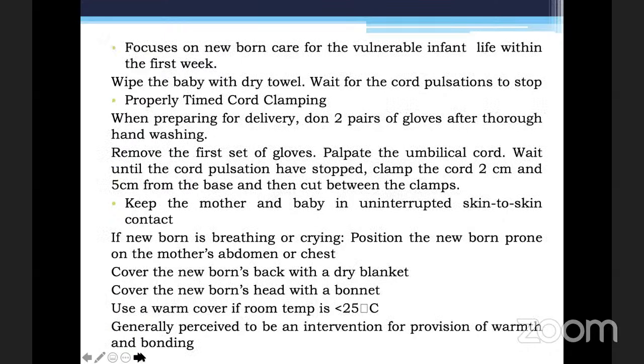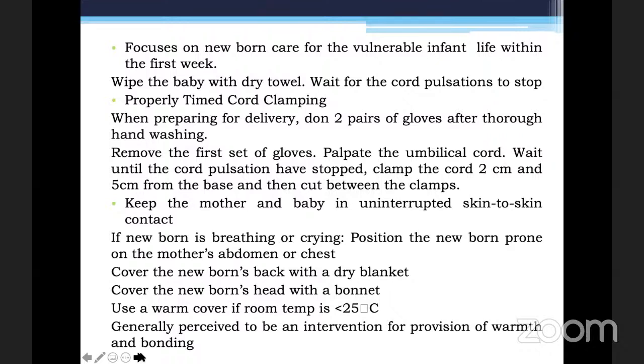Focus on newborn care and vulnerable infant life within the first week. Wipe the baby with a dry towel. Wait for cord pulsation to stop. Properly timed cord clamping. When preparing for delivery, don two pairs of gloves after thorough hand washing. Remove the first set of gloves. Palpate the umbilical cord. Wait until the cord pulsation has stopped. Clamp the cord 2 centimeters and 5 centimeters from the base and then cut between the clamps.